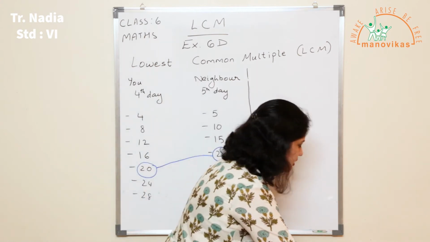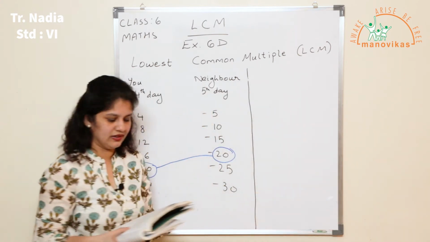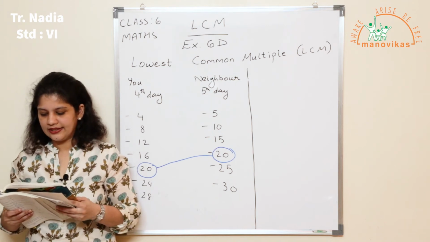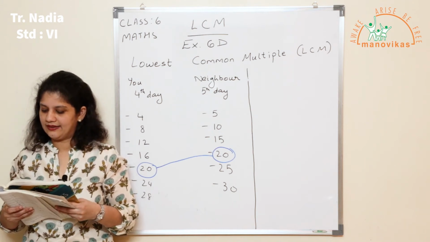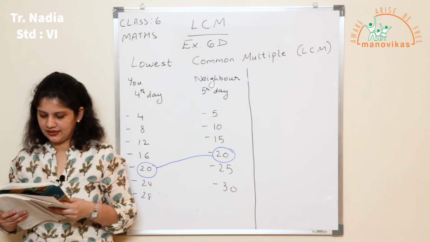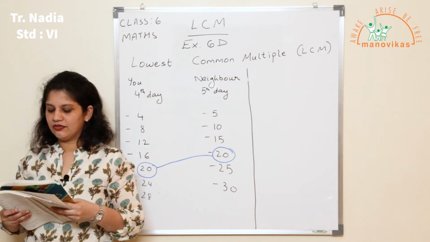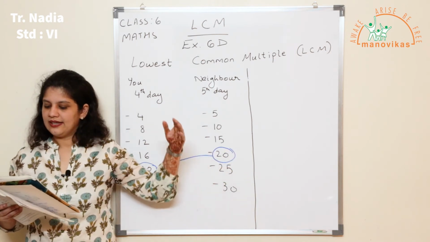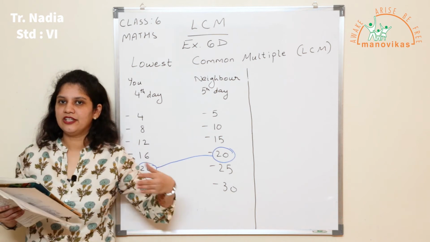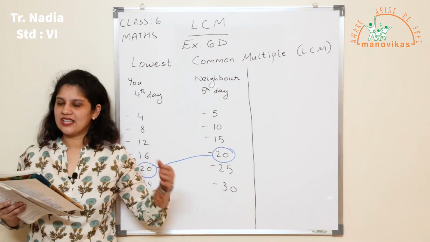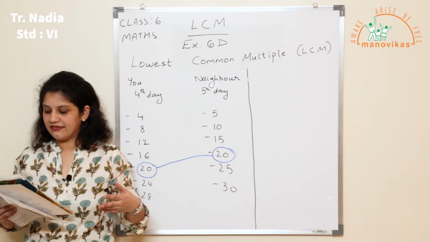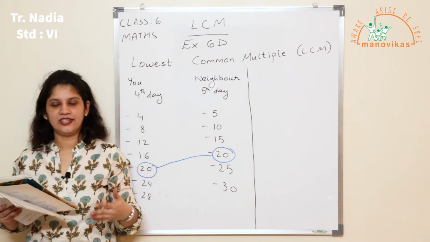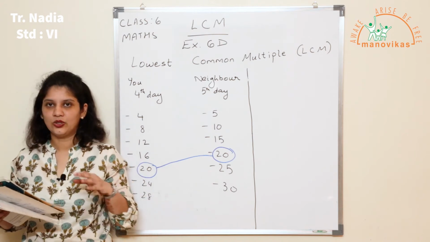Okay, so question number 10, we have something similar. There are 6 bells, they commence tolling together and toll at intervals of 2, 4, 6, 8, 10 and 12 minutes respectively. After what interval of time will they toll together again? There are 6 bells. The first bell rings after every 2 minutes. The second bell rings after every 4 minutes. Third after every 6 minutes. Fourth after every 8th minute. Fifth after every 10th minute. And the 6th after every 12th minute.